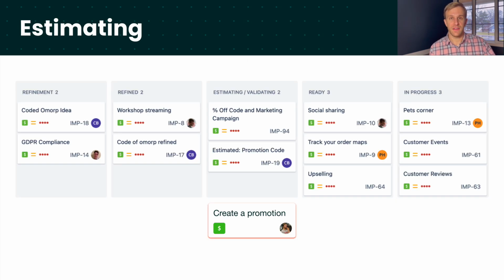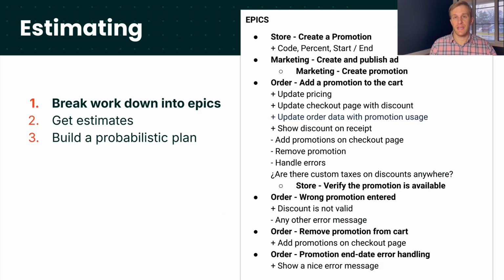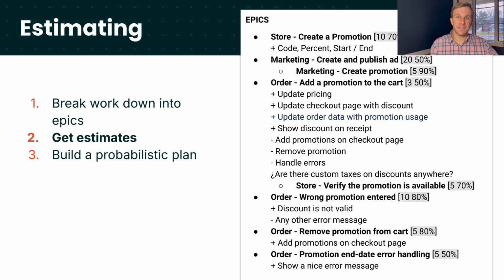While the initiative is being validated, it can also be estimated. This is where the work is broken down into epics. Epics belong to a single team. I use a shorthand notation to break down initiatives in epics. You can find more information about it in the description below. Once we have broken down the epics, we can get an estimate for each epic from its team. We get estimates with confidences. We use those confidences to build a probabilistic plan. We'll explore this in the next section.